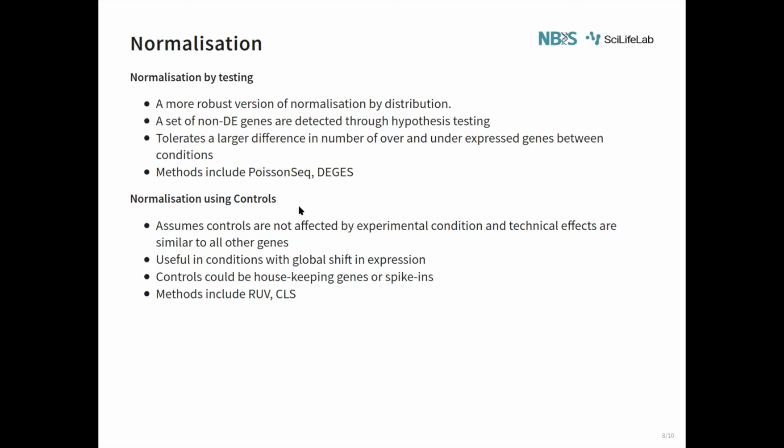The next is normalization using controls. So this is a situation where you have some sort of a control gene that you know in advance should be this value, or this is how it should behave across your samples or across the experiment. And this is very similar to how housekeeping genes work in qPCR, for example. So if you know in advance this is how it should be, then you can use that information to say, okay, in this sample, my control is this value, so I expect it to be the same in the other sample, and then you shift everything based on that.